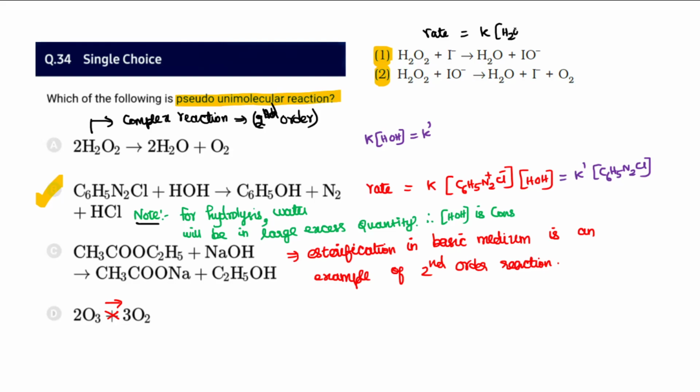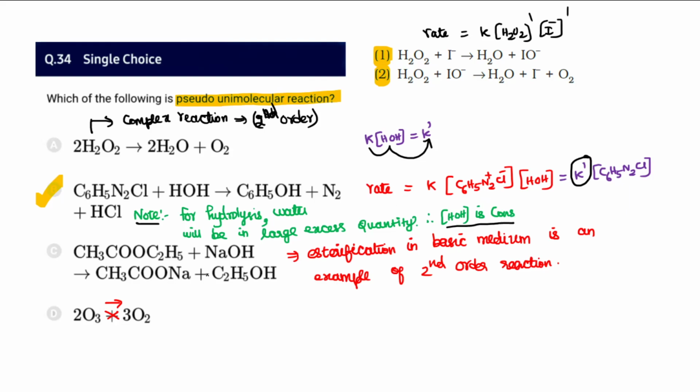It also depends on the catalyst that happens in the generally alkaline medium, so that it is a second order reaction. And C6H5N2Cl in the presence of HOH, diazonium salt hydrolysis, will be present in the presence of excess water. So therefore constant water, so constant clubbed into another constant K prime, so that K prime is used over here, so that it is a pseudo first order reaction.